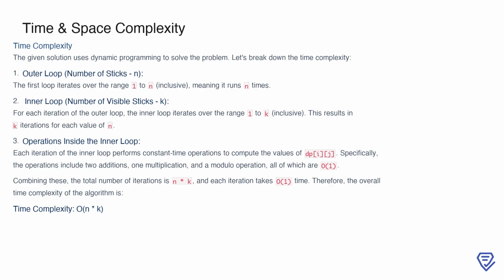Inside the inner loop, we perform constant time operations, such as a few additions, a multiplication, and a modulo operation, all of which are O(1). When we combine these components, the total number of iterations is n times k, and since each iteration takes constant time, the overall time complexity of the algorithm becomes O(n*k). This is a significant improvement compared to a brute force approach, which we'll discuss shortly.